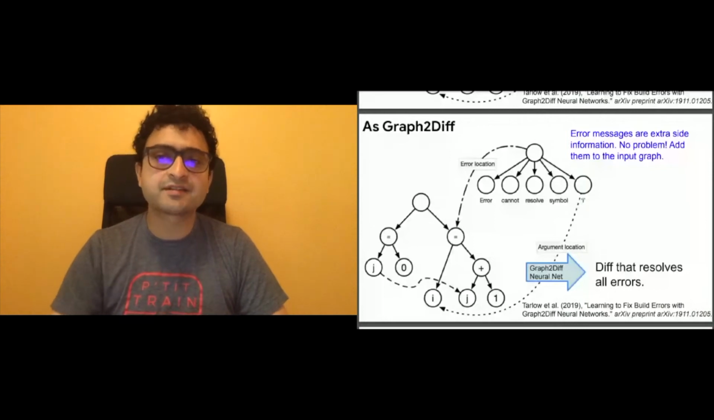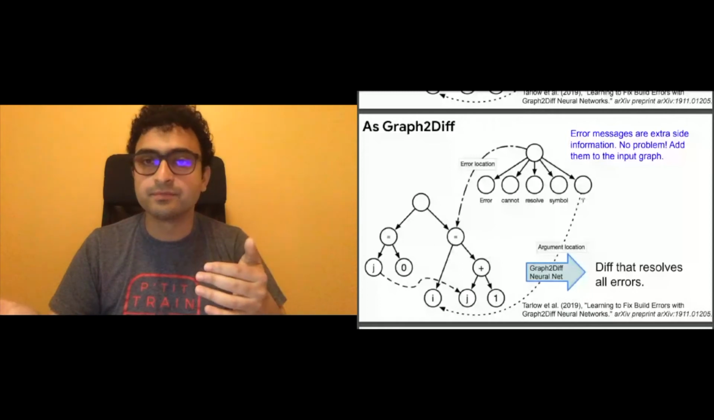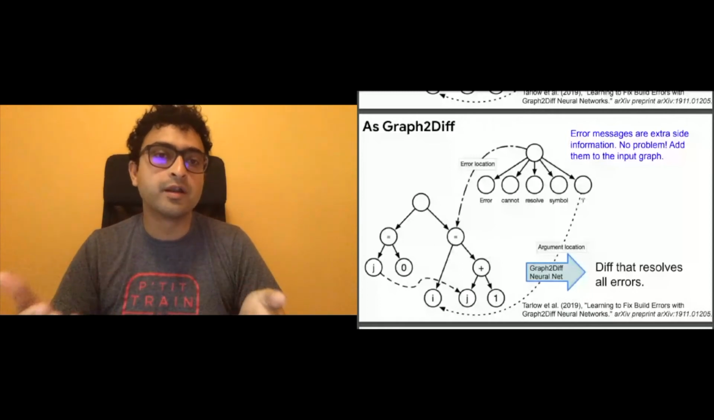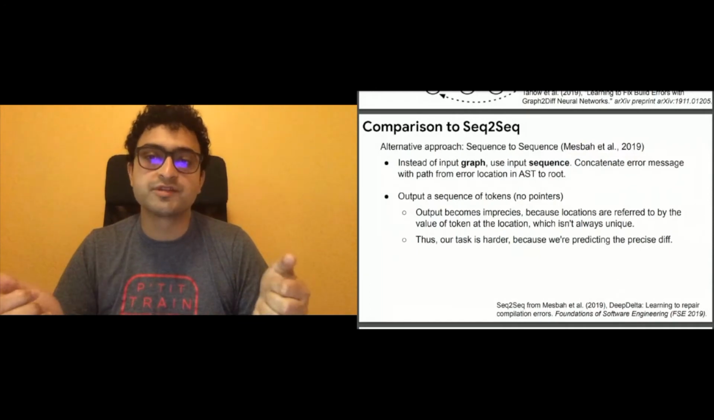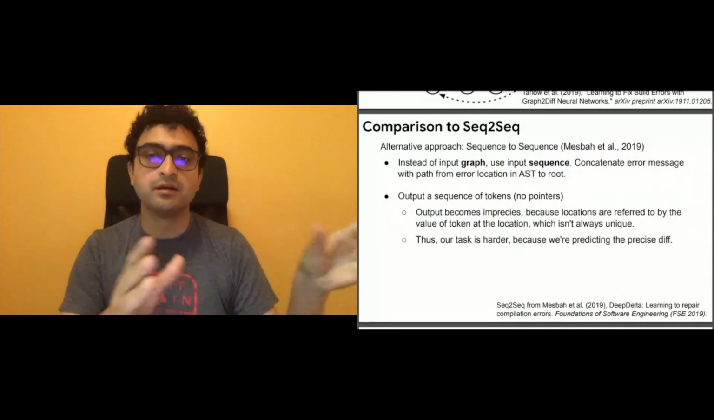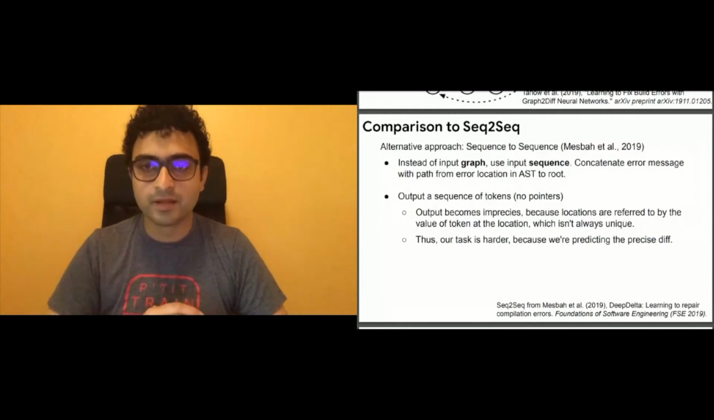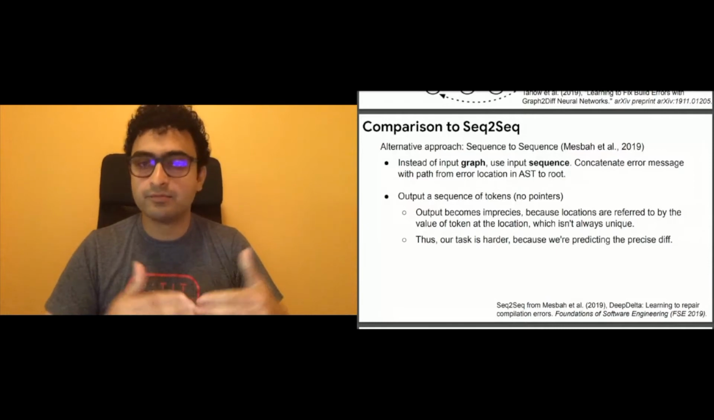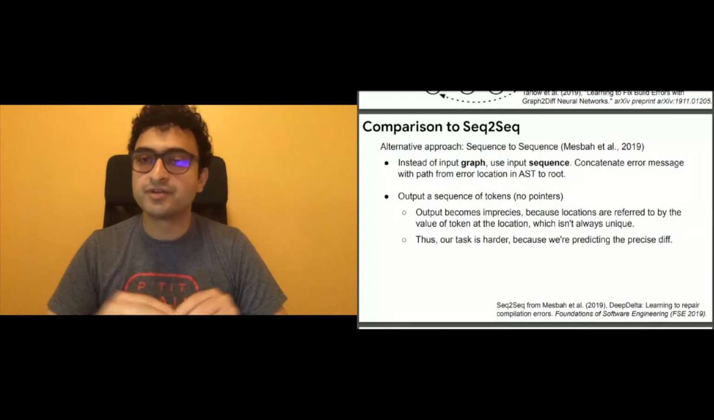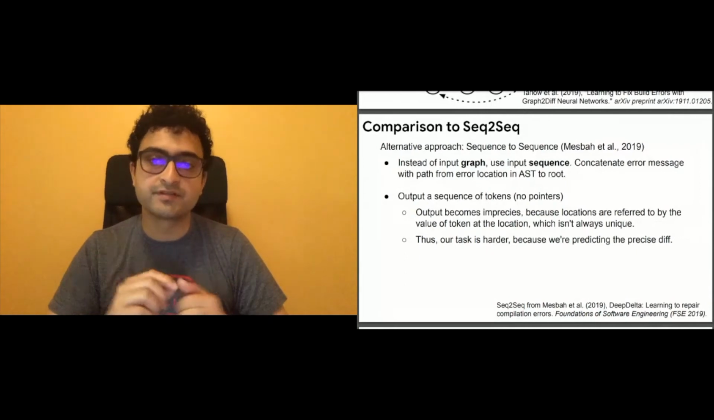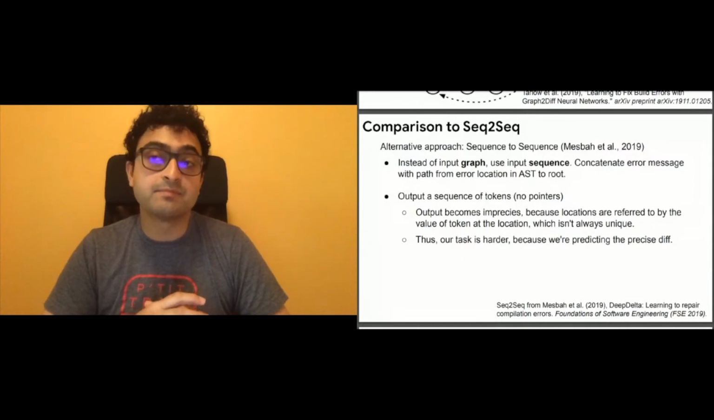So you might ask, what is all this fancy graph stuff that's going on? Do we really need graphs? Can we not do something simple? Sure. An alternative competing approach could be to treat it as a sequence-to-sequence problem. We want to take a sequence of something, say code, to a sequence of something else that fixes the code. This approach was tried by Mesbah et al. They turned the program graph into an input sequence, and they try to generate an output that fixes the input sequence. The issue here is that the output becomes imprecise.